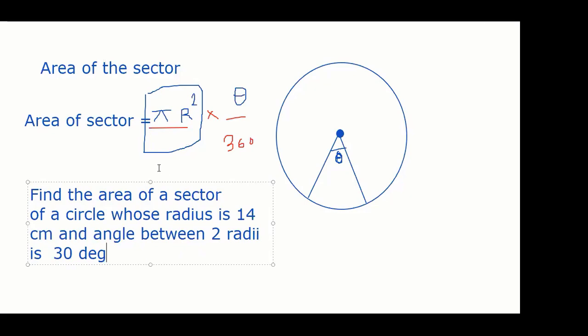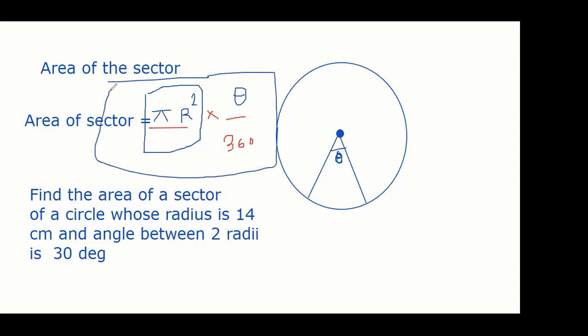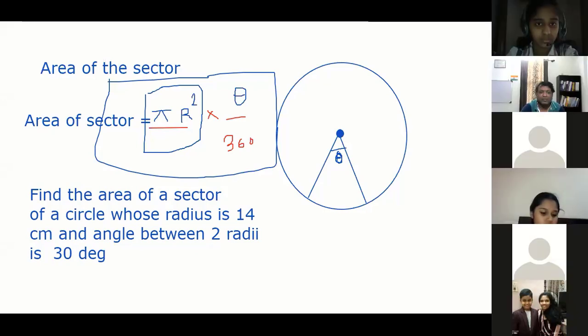So see, I could have told you the direct formula itself, but then whole life you will just remember this formula. I wanted to explain how it comes. So what you will do is, pi r square, r is 14, substitute, theta is 30 degree, that's it. Got it, Sanvi?